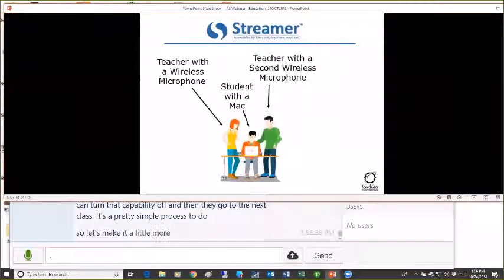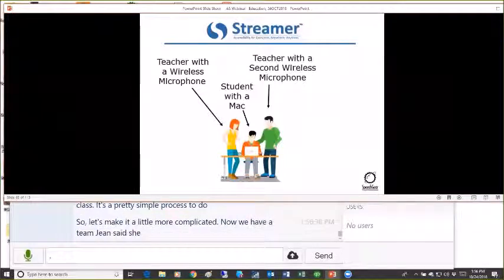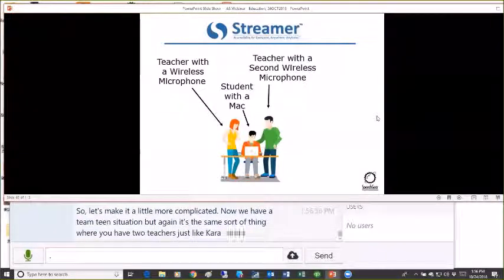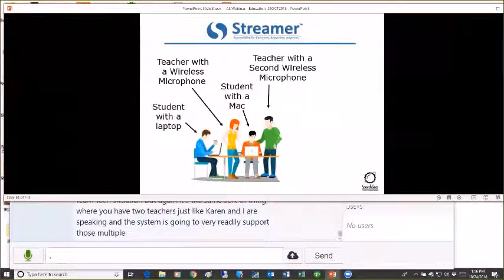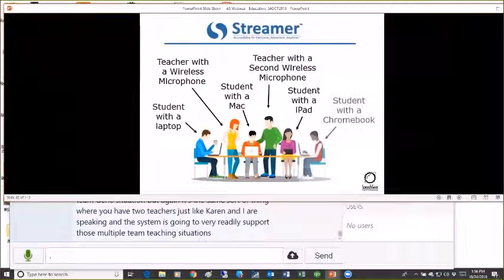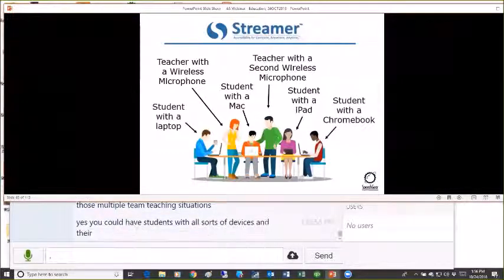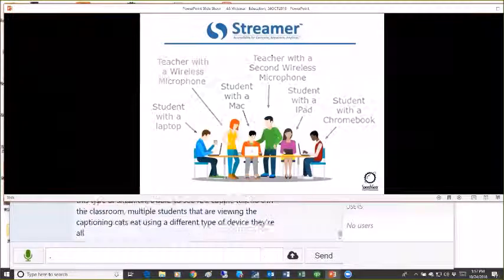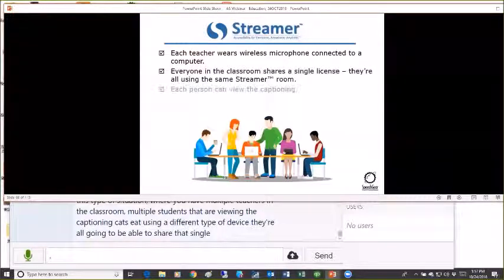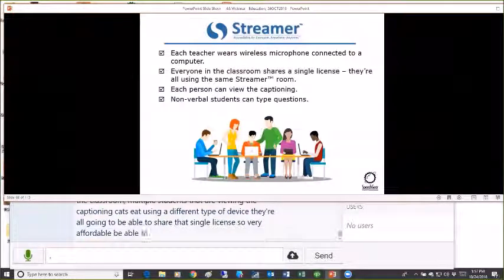So let's make it a little more complicated. Now we have a team teaching situation. But again, it's the same sort of thing where you have two teachers, just like Karen and I are speaking, and the system is going to very readily support those multiple team teaching situations. Plus, you could have students with all sorts of devices, and they're all going to be able to see the captioning. So again, this type of situation where you have multiple teachers in the classroom, multiple students that are viewing the captioning, perhaps each using a different type of device, they're all going to be able to share that single license. So very affordable to be able to support this system.